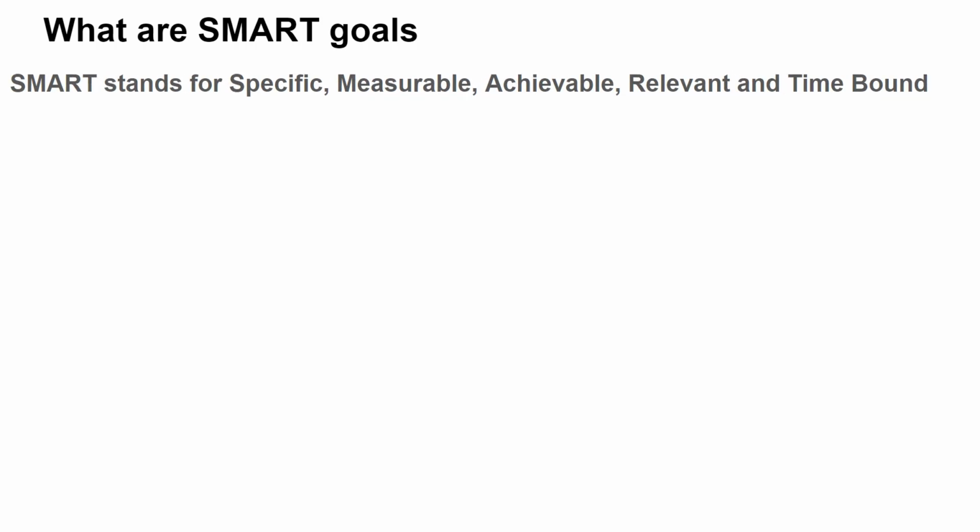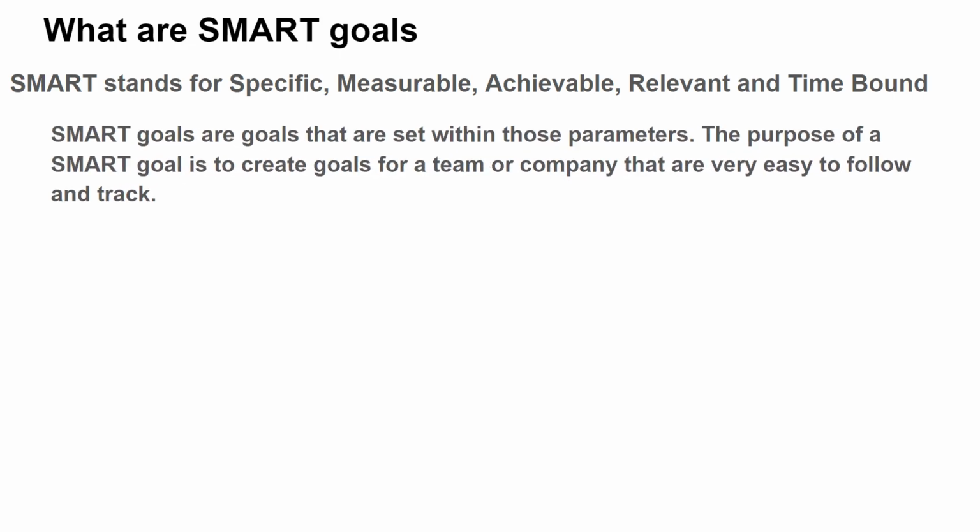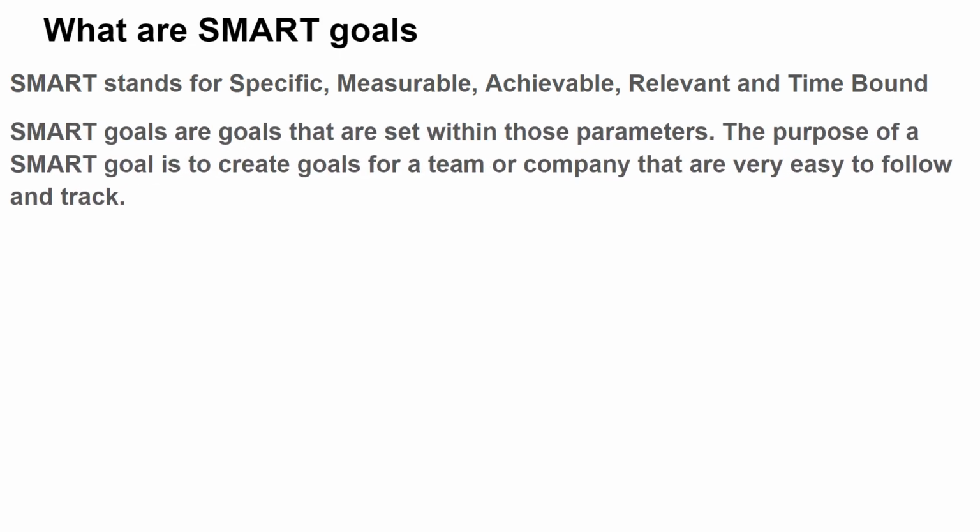What are SMART goals? SMART stands for specific, measurable, achievable, relevant, and time bound. SMART goals are goals that are set within those parameters. The purpose of a SMART goal is to create goals for a team or a company that are easy to follow and easy to track. However, that does not mean that the tasks that are within those goals are easy to complete.